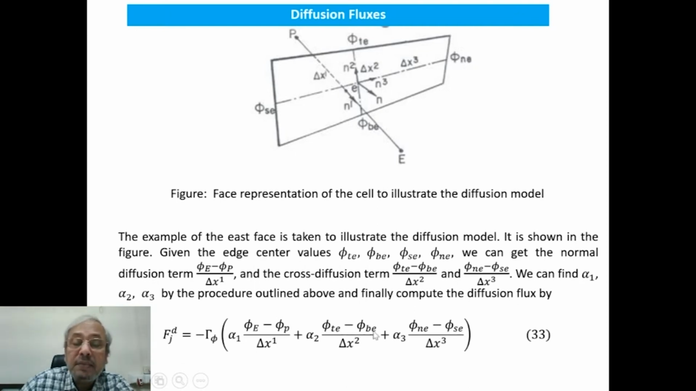So phi TE minus phi BE by delta x2 into alpha 2 plus phi NE minus phi SE by delta x3 into alpha 3. These are the diffusion fluxes in the cross normal directions, and this is basically the normal diffusion flux. Equation 33.